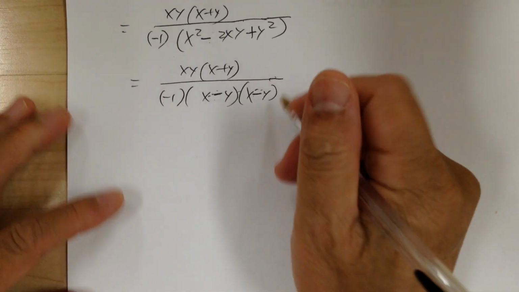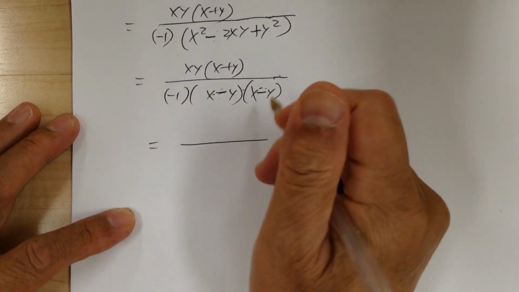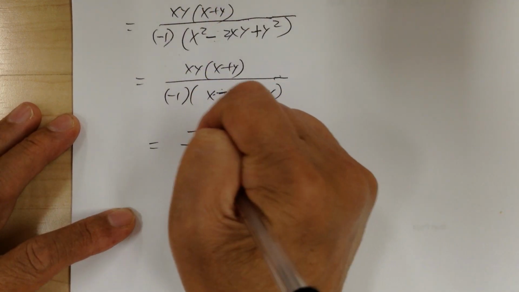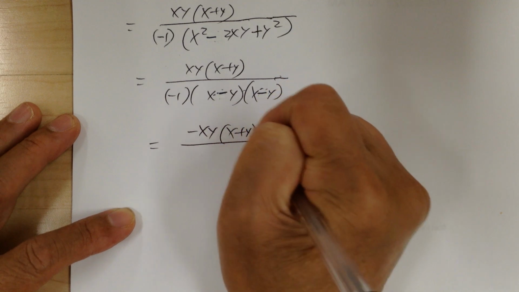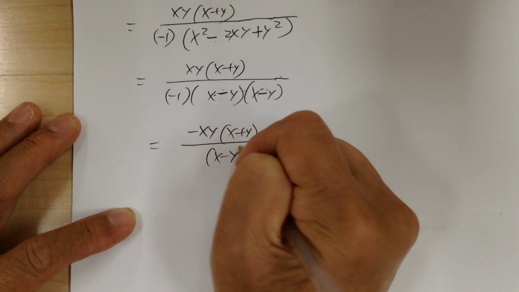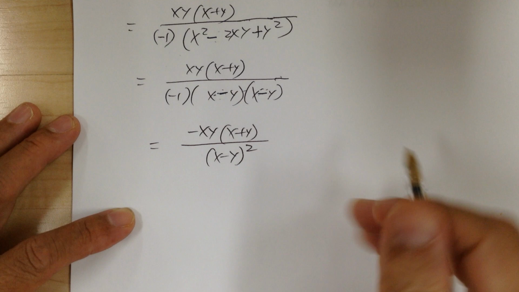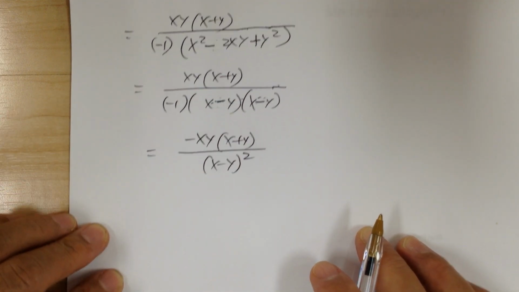Well, in this case, you cannot cancel anything. So I'm going to bring the negative to the top. So it'll be negative xy times (x plus y), and on the bottom will be (x minus y) squared. So in this case, there's nothing to cancel. Okay, and so that's it.